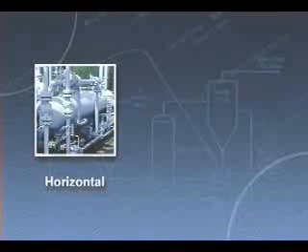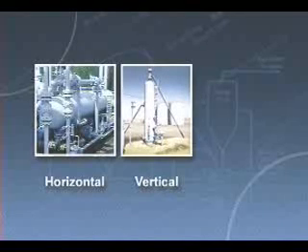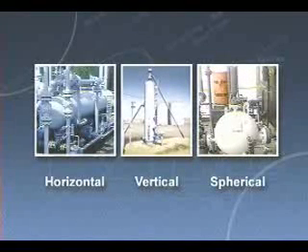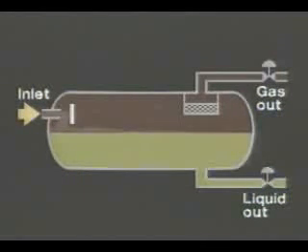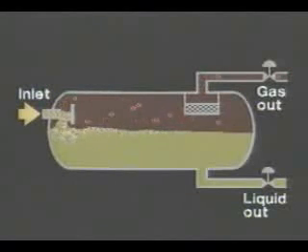Separators may be designed in horizontal, vertical, or spherical configurations, each of which has certain areas of application. Here we see a simplified schematic of a typical horizontal separator. The fluid enters the separator and hits an inlet diverter, causing a sudden change in the fluid's velocity and direction. The initial gross separation of liquid and vapor occurs at this point.